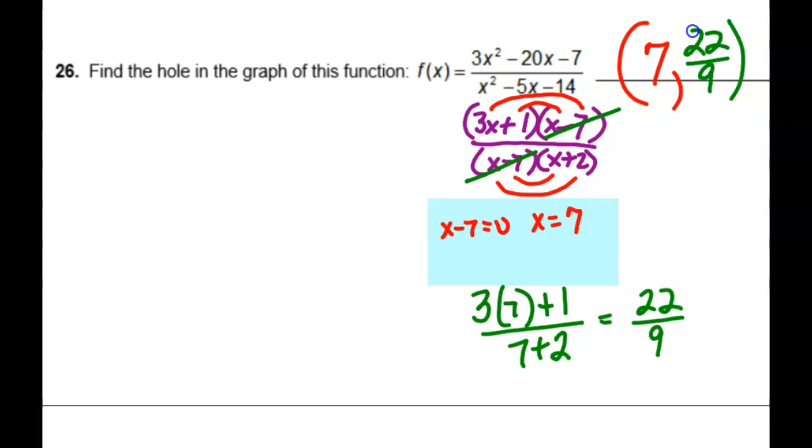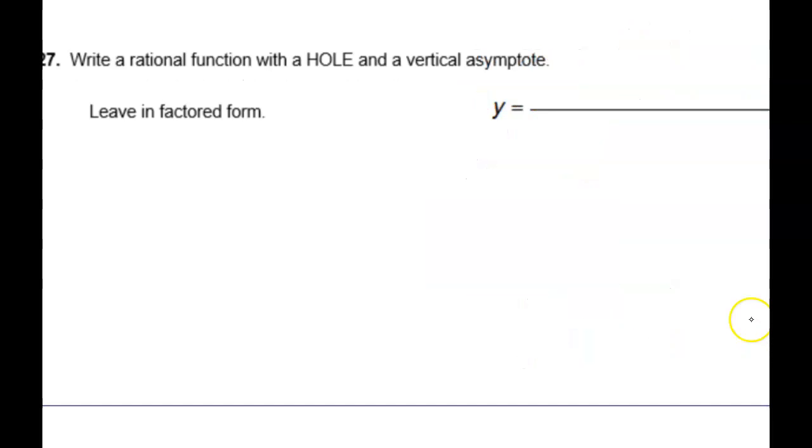I don't remember that answer from the answer key. Did I do that right, guys? 7 seems right. Okay. It's just ugly, but most of them are. The hole is often ugly. It's very rare it comes out as a nice ordered pair. All right.